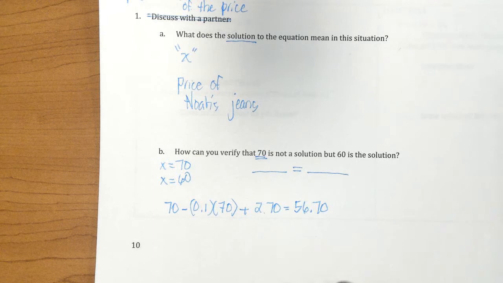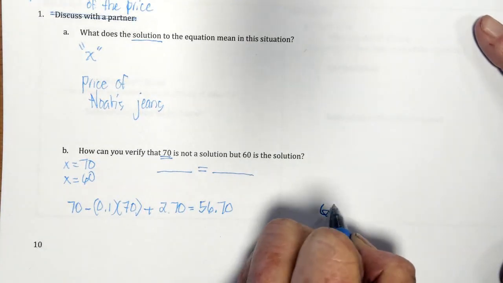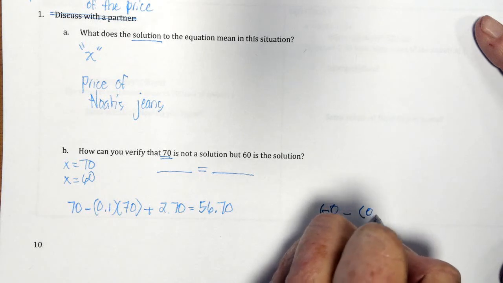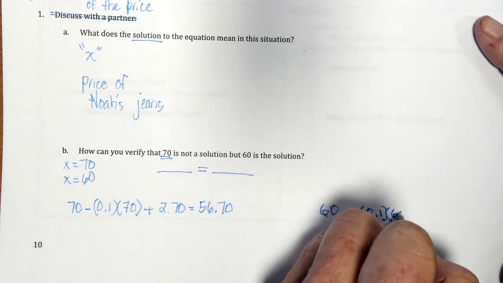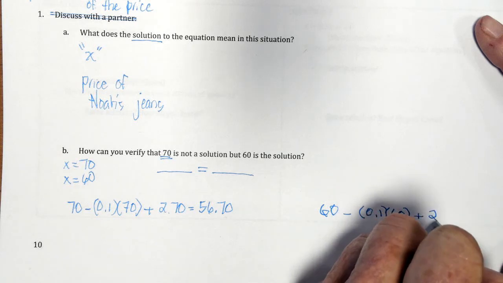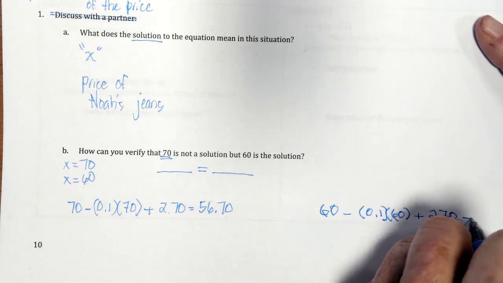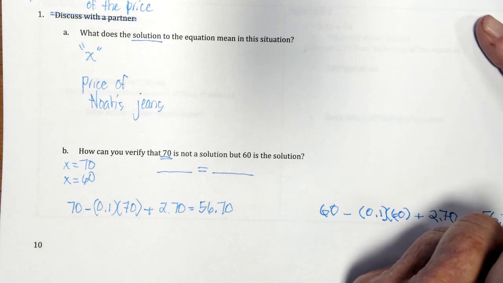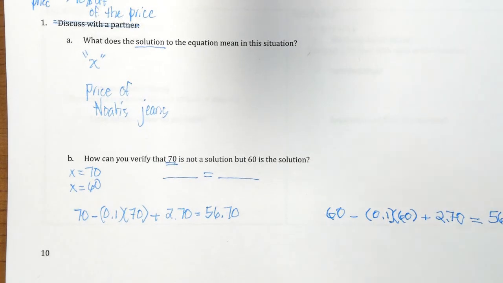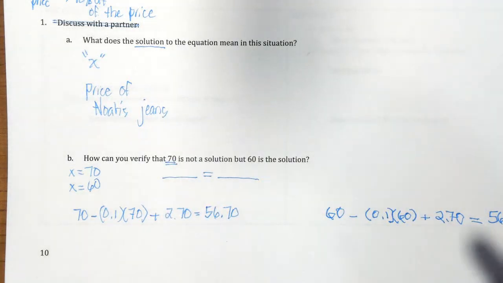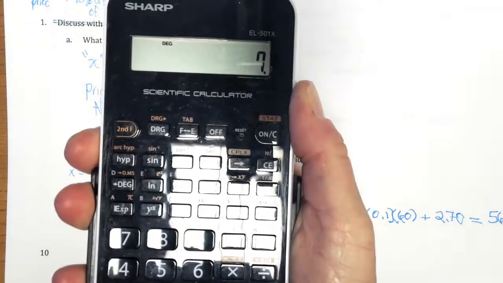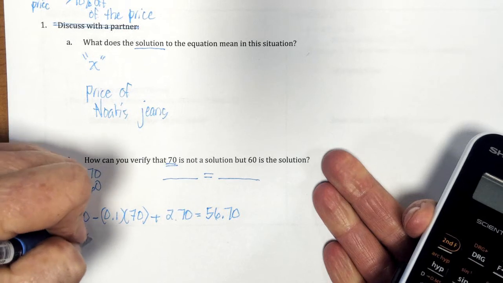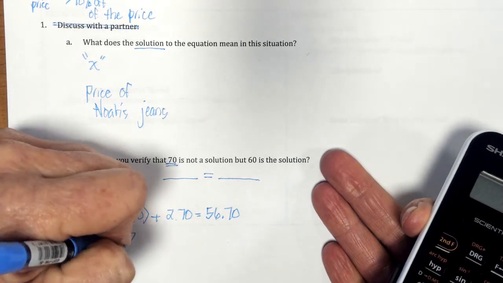Okay? I'm also going to do the same thing for 60. I'm going to go 60 minus 0.1 times 60 plus $2.70. And that should also be $56.70. Well, we already know one of them is not going to work because I've been given two values. So I'm going to use my calculator, and I'm going to go 0.1 times 70, and I get 7. So I'm going to go 70 minus 7 plus 2.70.